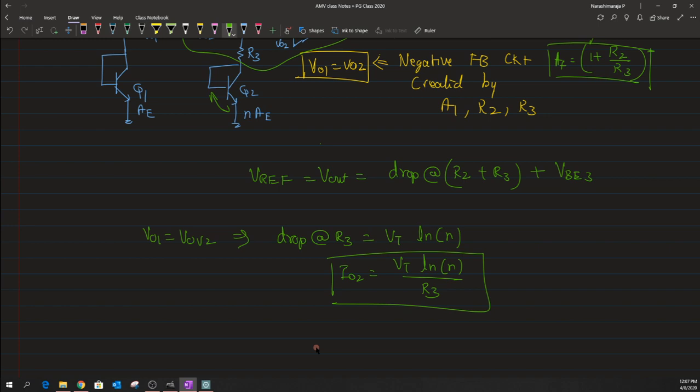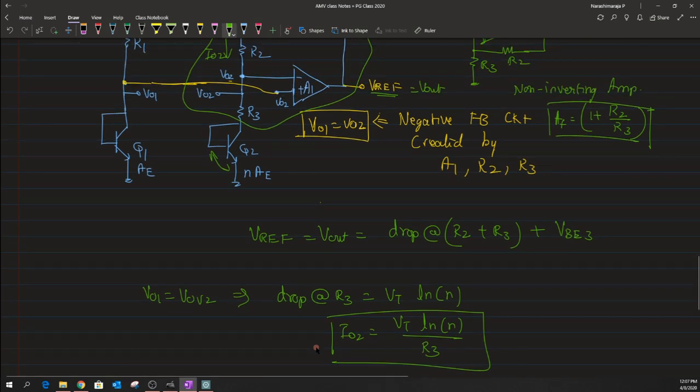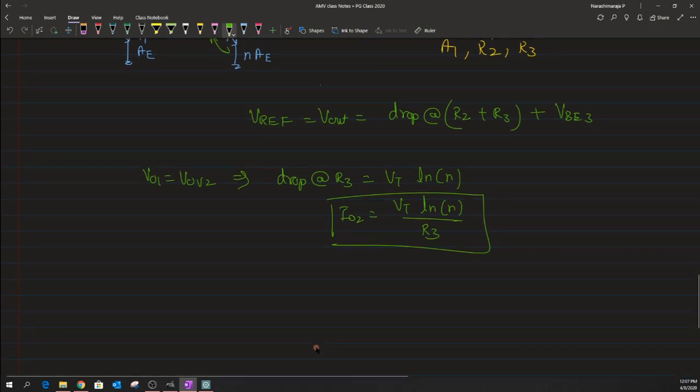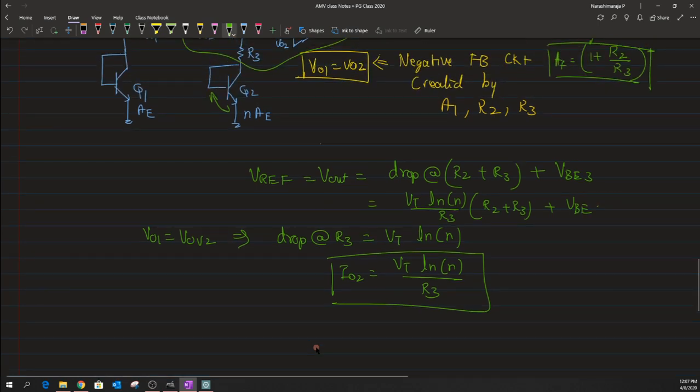Now this current IO2 not just flows across this resistor R3, but also flows across the series combination of R2 as well. So with that taken into account, one can write the drop across the combination of R2 plus R3 as VT into ln of N divided by R3, multiplied with R3 plus R2, plus VBE3. So it is not VBE3, it is VBE2.